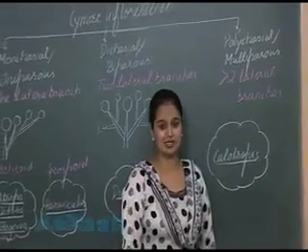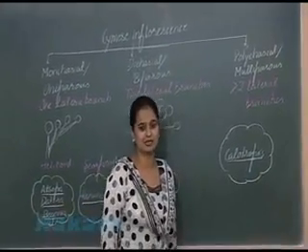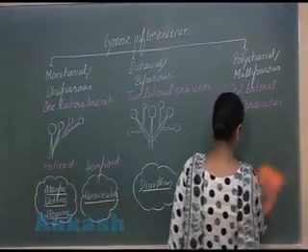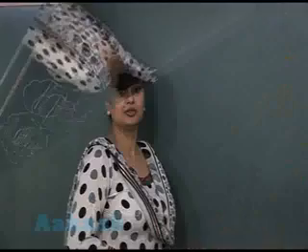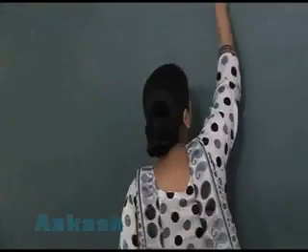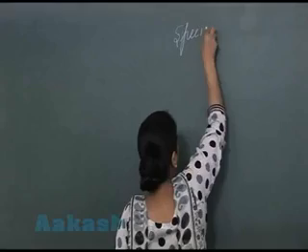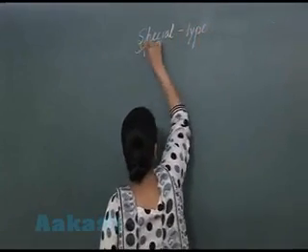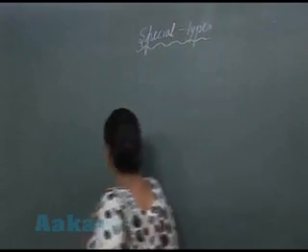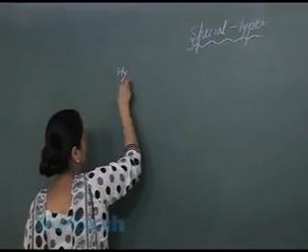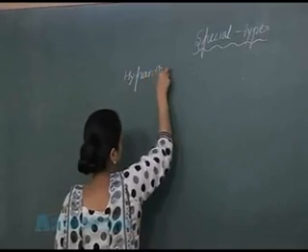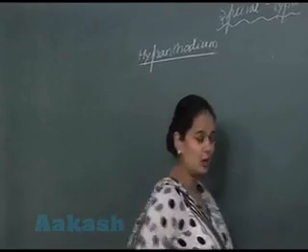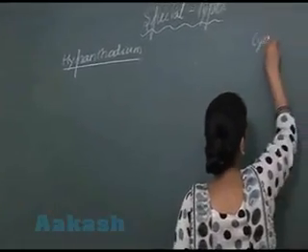So after dealing with the racemose inflorescence, now I will be discussing special type of inflorescence. So now the special type of inflorescence. In the special types, I will be dealing with hypanthodium, and along with that, I will be discussing cyathium.